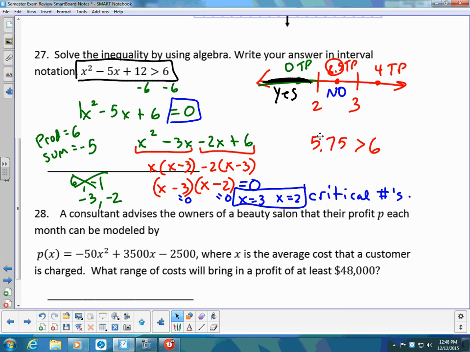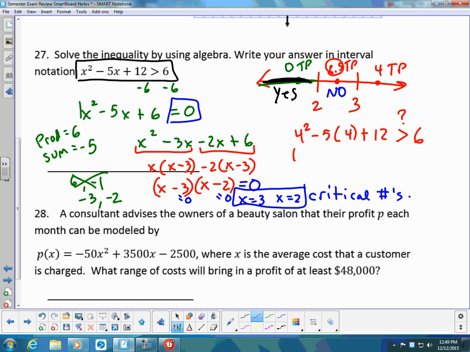And let's try 4. So if I try 4, I could do that on the calculator or by hand. So 4 squared minus 5 times 4 plus 12, is that going to be greater than 6? Well, this is 16 minus 20 plus 12. I'm getting negative 4 plus 12 is 8. And then 8 is greater than 6. That's a yes. So this region is a yes.